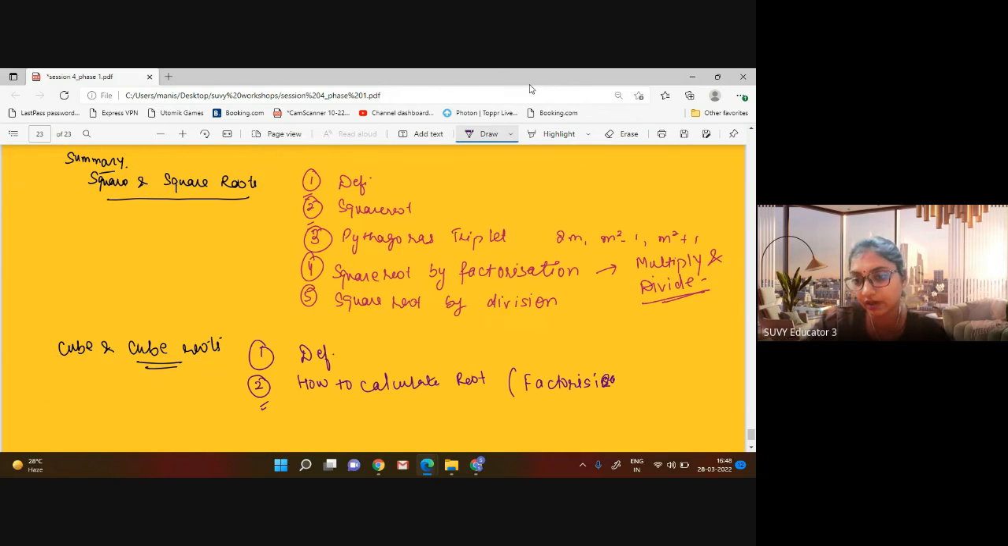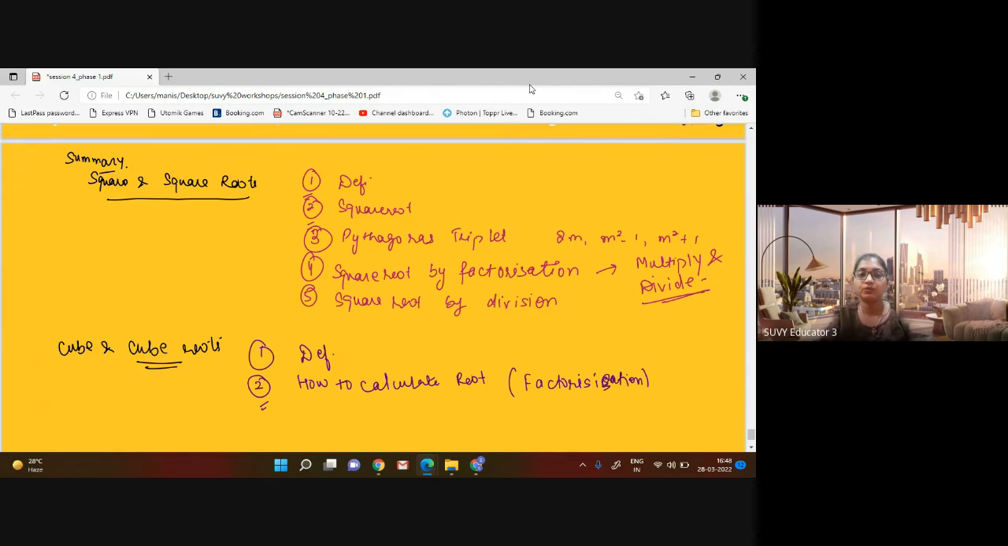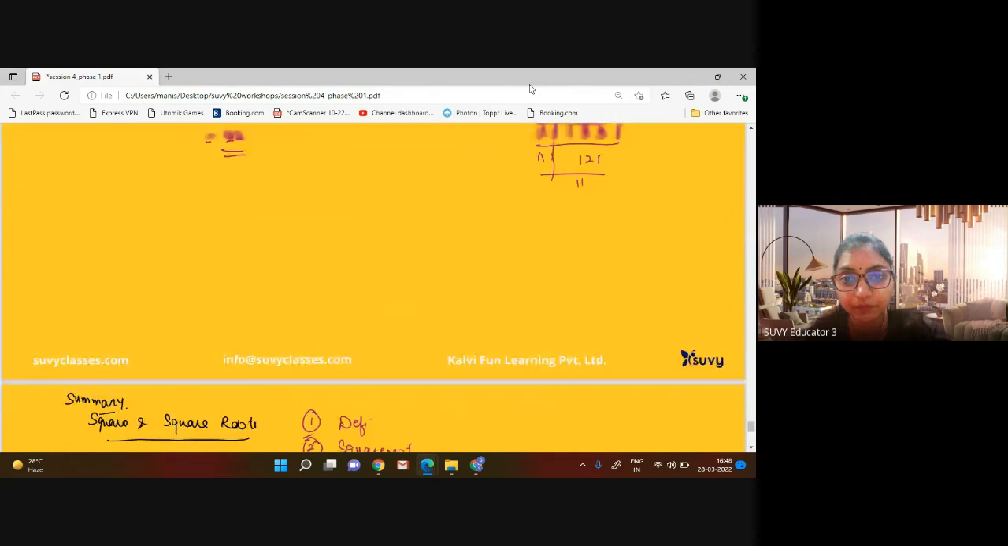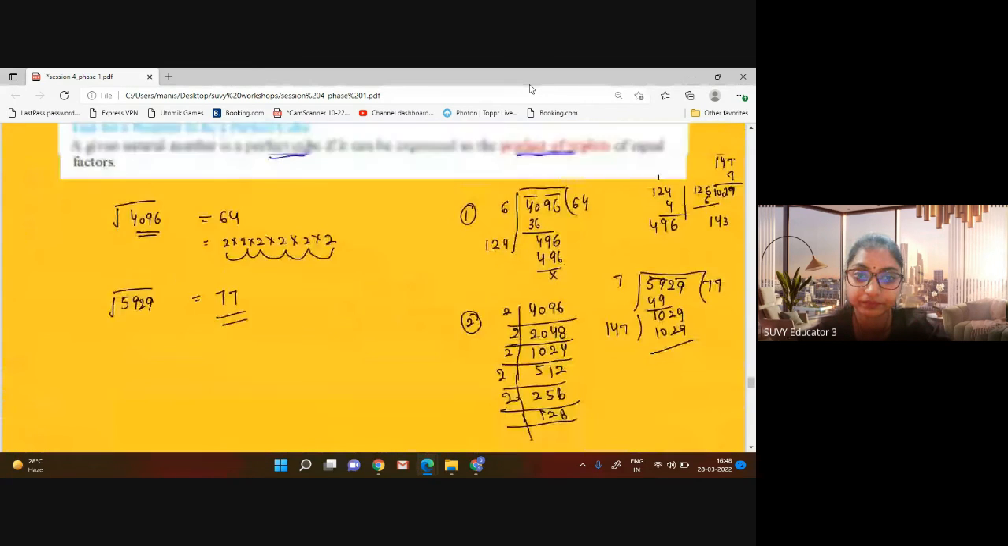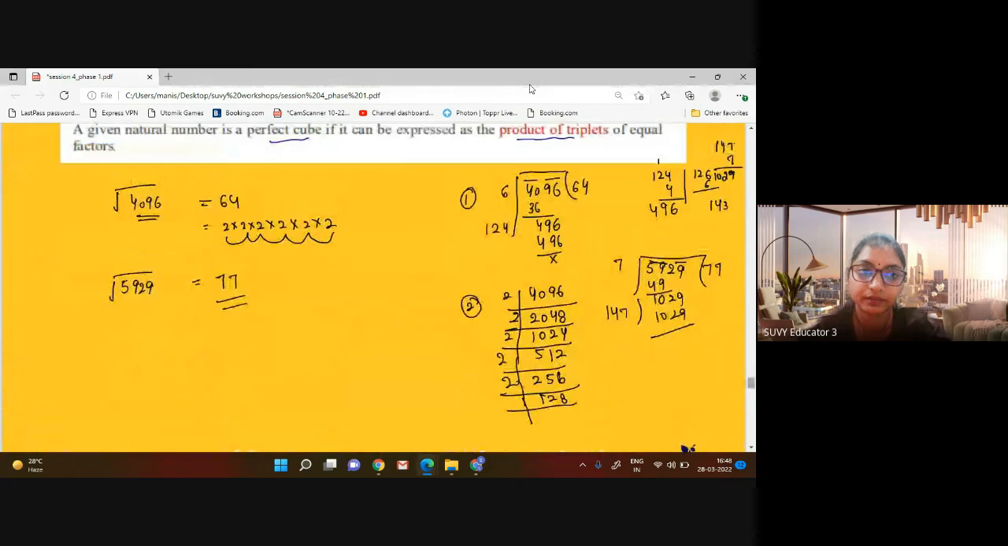After that we will get other methods, but still in the class 8th syllabus we have cube root only by using factorization. One more thing I want to let you know. When we want to estimate the square root of a number, suppose you have 4096.